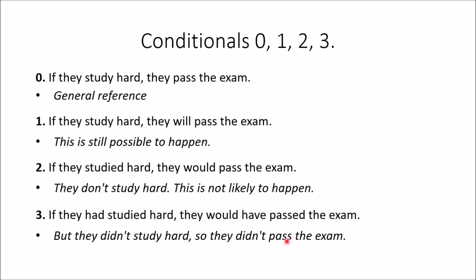Let's sum up. So, conditionals are found in 4 forms. We have type 0, type 1, 2, and 3. The example regarding 0 type, we have if they study hard, they pass the exam. So, general reference. If they study, they pass the exam. Type 1. If they study hard, they will pass the exam. This is still possible to happen. It is likely to happen.